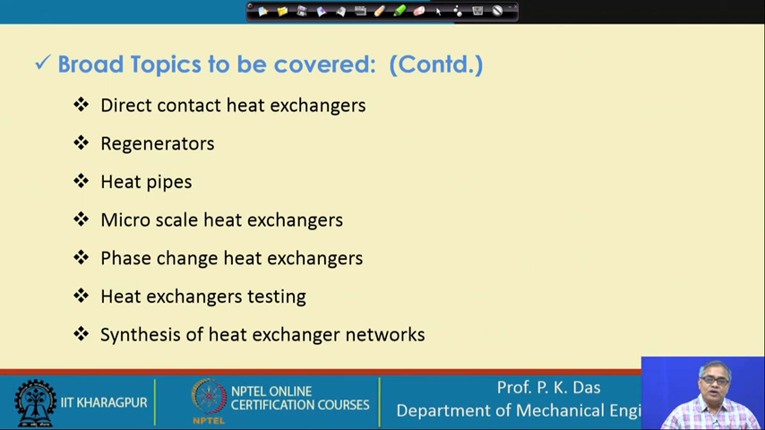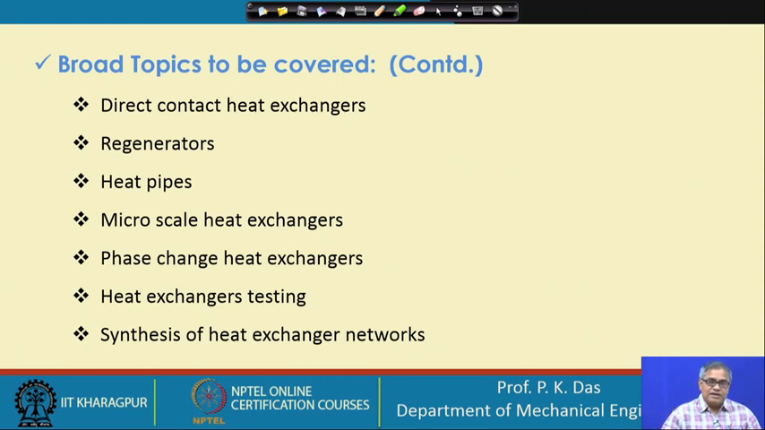This demand is not only there for the electronic industry, there are other places where miniaturization has shown its benefit. So, microscale heat exchangers need a special mention and some attention from us, which we are going to give. Then the phase change heat exchanger.